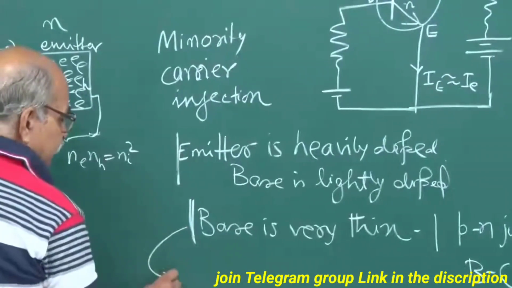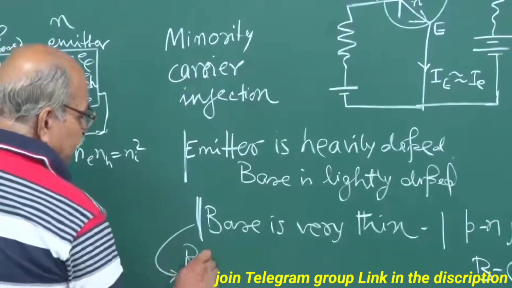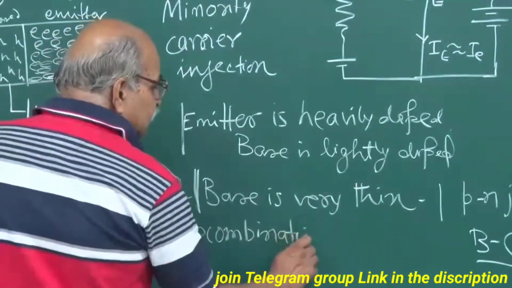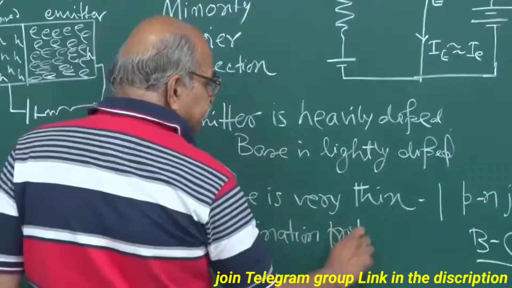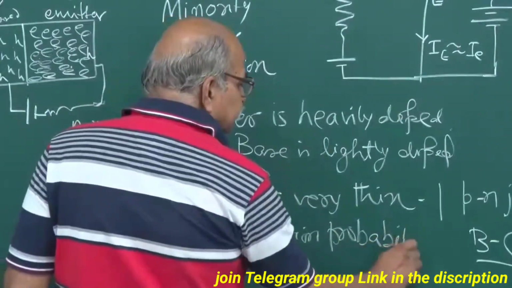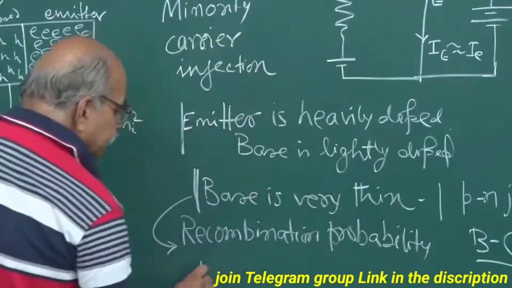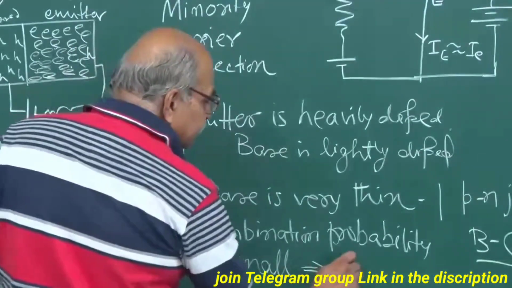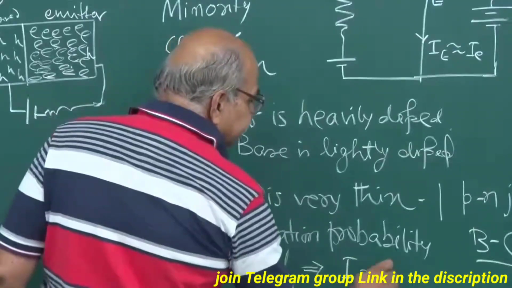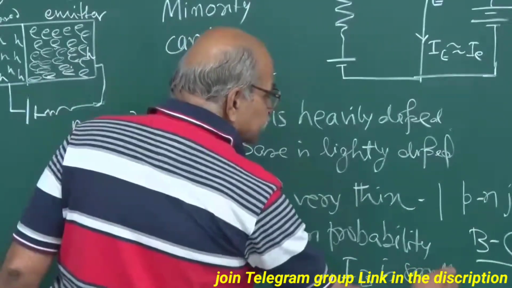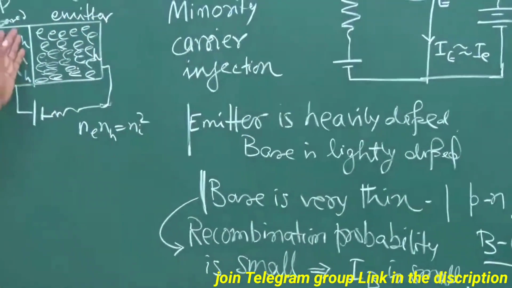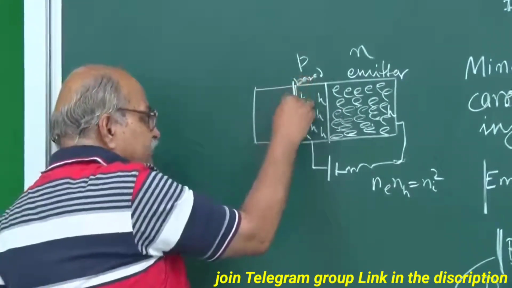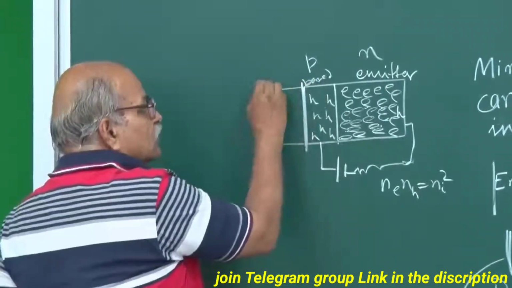So the result is the recombination probability is small. And this finally tells that IB is small. Most of the electrons do not see what is here. They just reach this second junction. This is the second junction. This is your collector side.